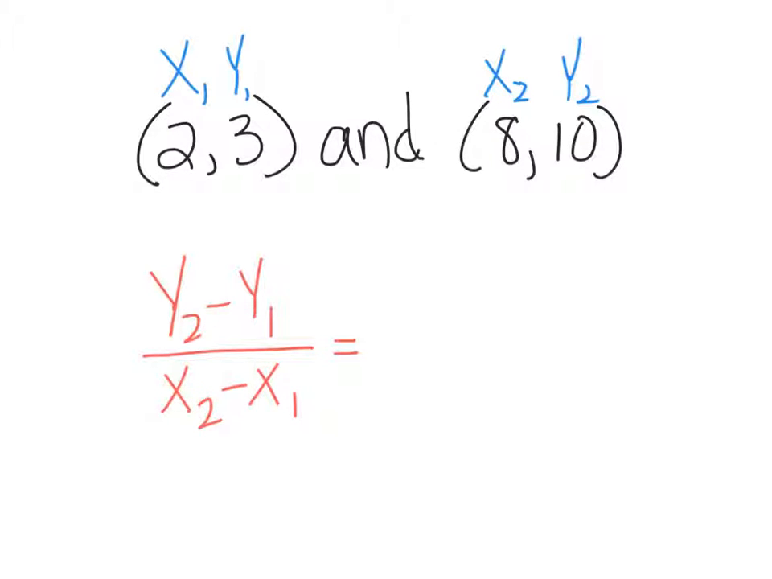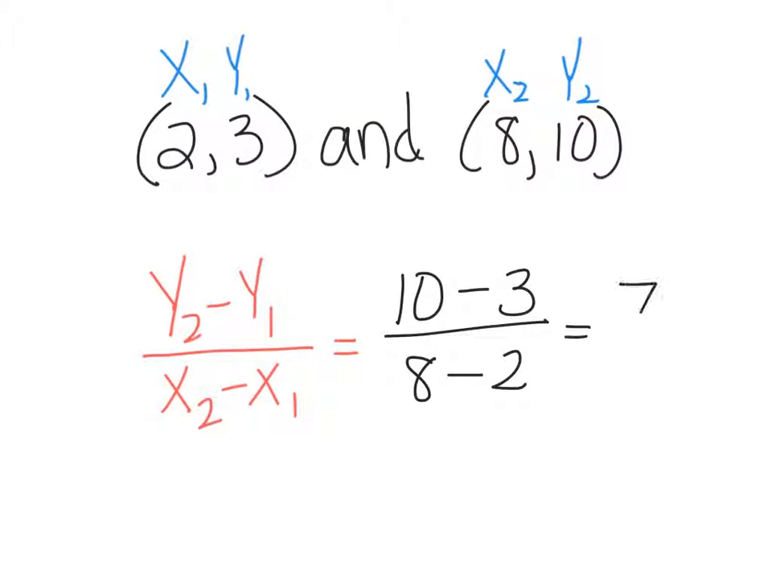And I'm going to take the y value of the second one, so 10, minus the y value of the first one, 3, all over the x value of the second one, which is 8, minus the x value of the first one, which is 2, and I get 7 over 6 as my slope.